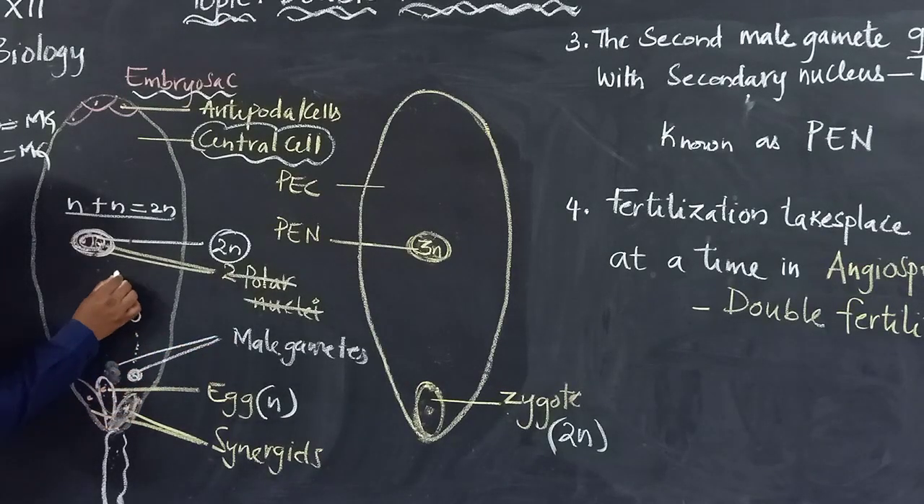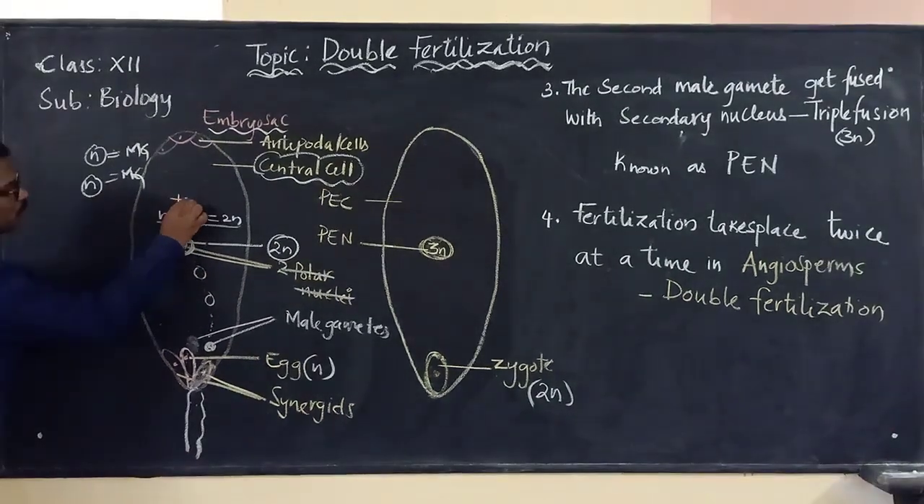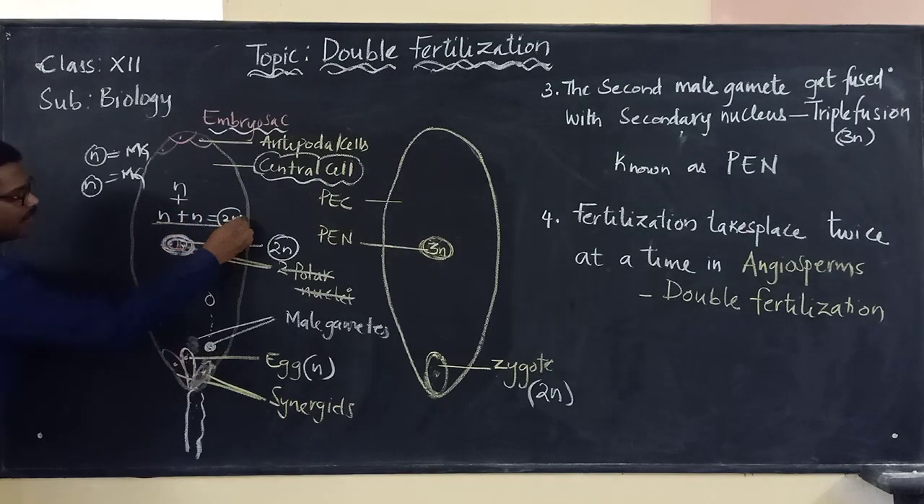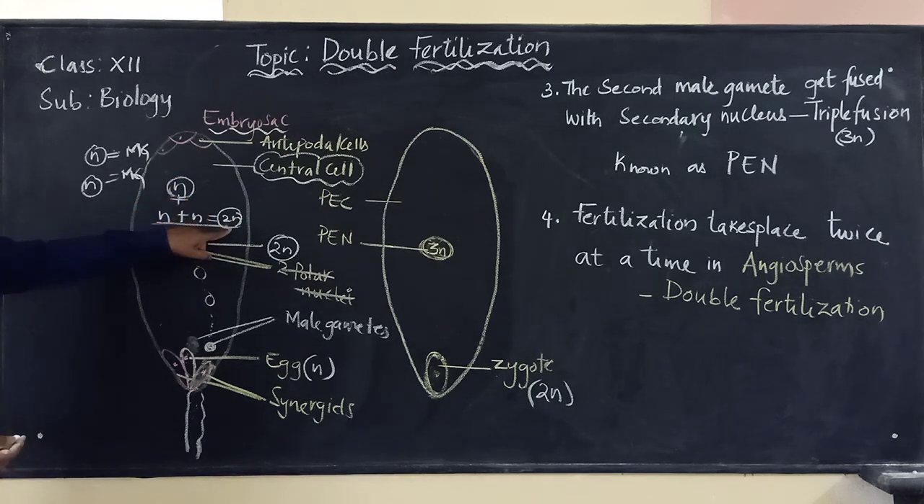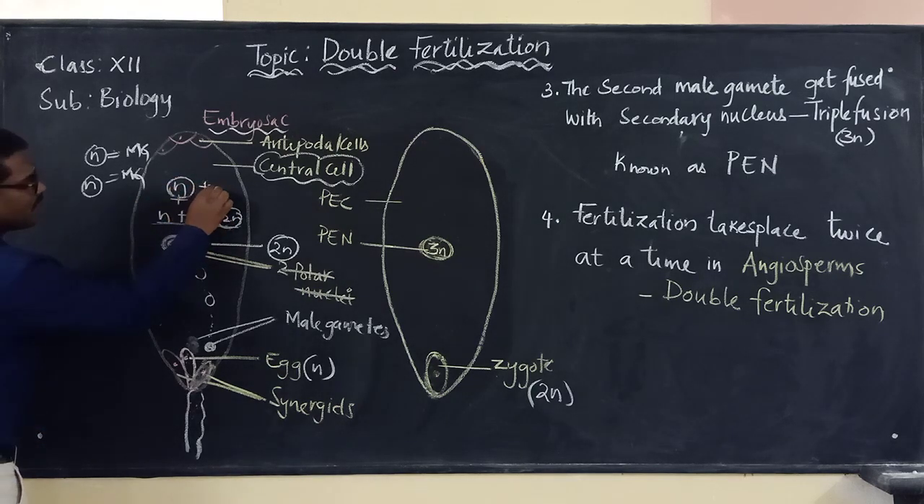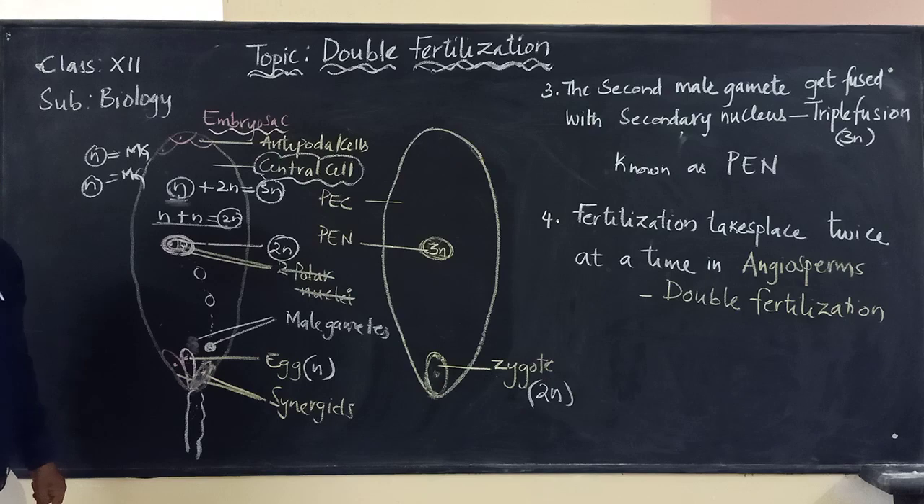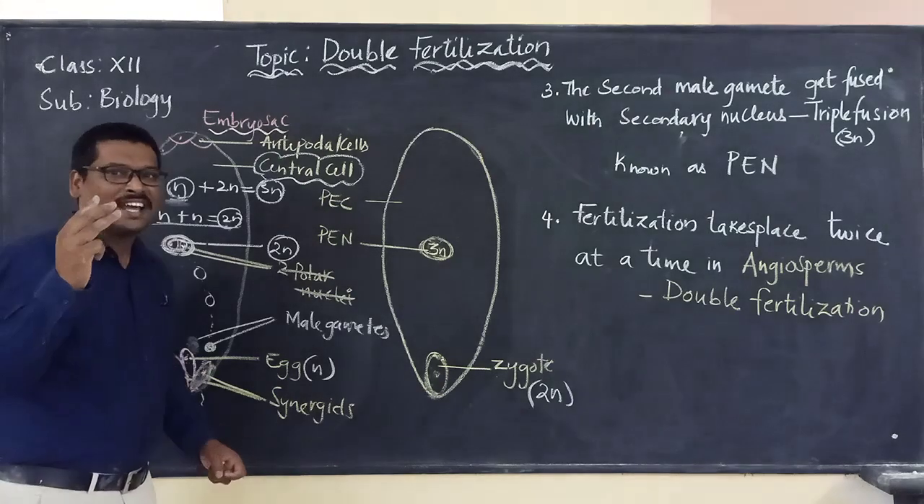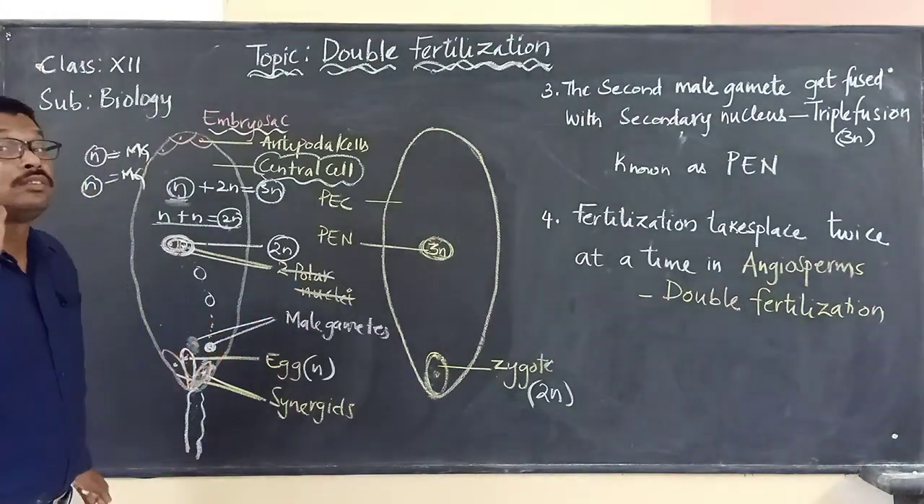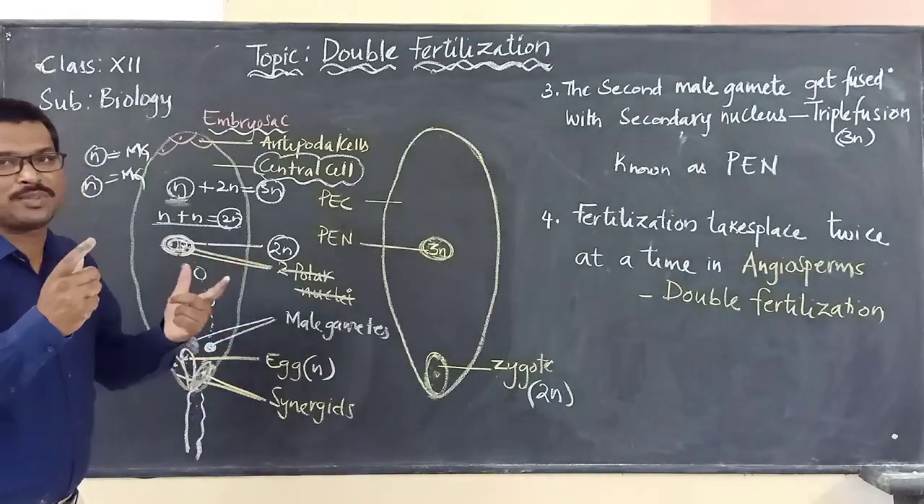It starts moving and comes, and now this male gamete will fuse with the 2n. 1n plus 1n we said 2n. So with this 2n, another nucleus is fusing. Means 1n plus 2n is giving rise to 3n. Very, very important. So 3 nuclei are fusing together now.